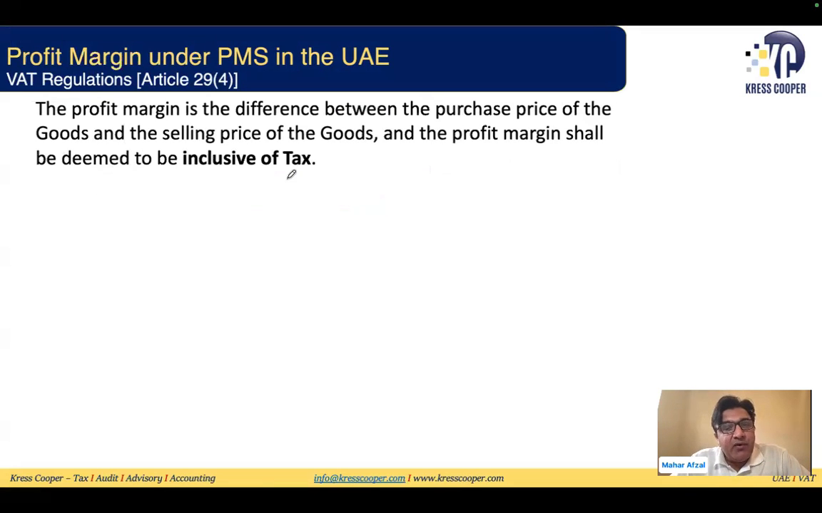Then profit, what is the profit? We have already discussed the difference between the gross selling price and gross purchases. This is the profit margin. It will be considered inclusive of VAT. I have given you an example, 120K. Okay, sorry, 175K less 100K, whatever. We will consider a VAT inclusive value. So we said 5 divided by 105, it will be considered VAT that you need to pay to the FTA.